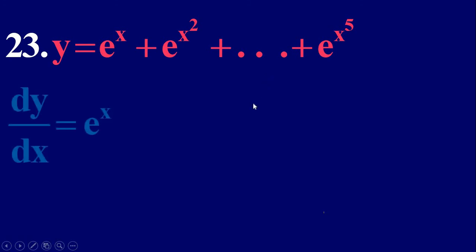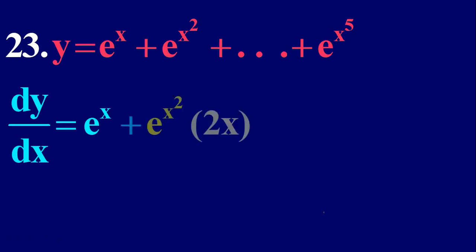So when we differentiate, we get dy by dx. e power x differentiation is e power x only. Now differentiate this e power x square. e power x square differentiation is e power x square only, but again we have to differentiate x square. In place of x we have x square. So therefore it is e power x square into x square differentiation is 2x.